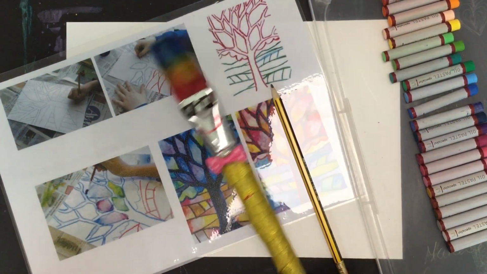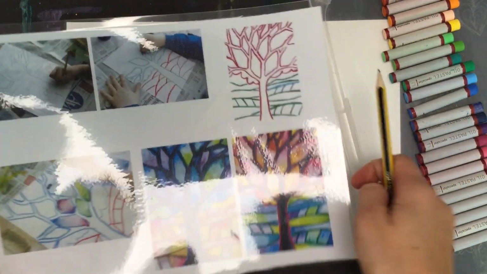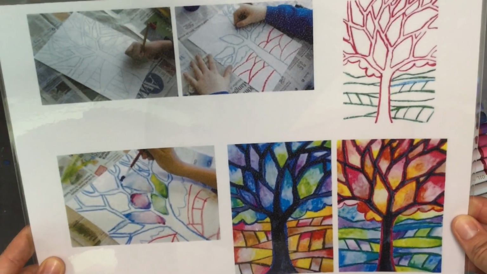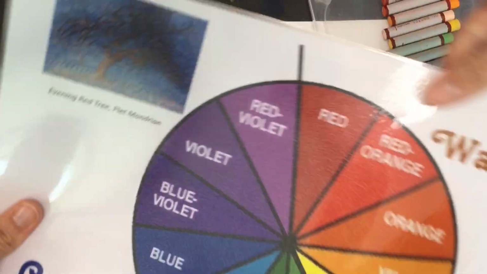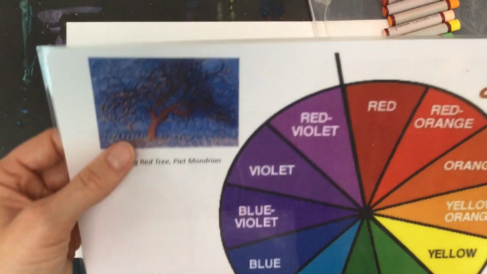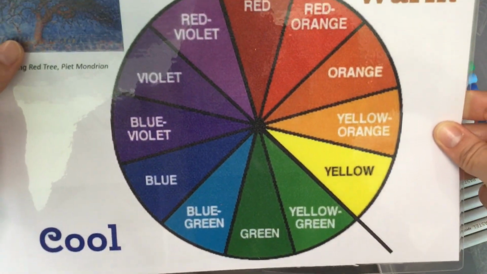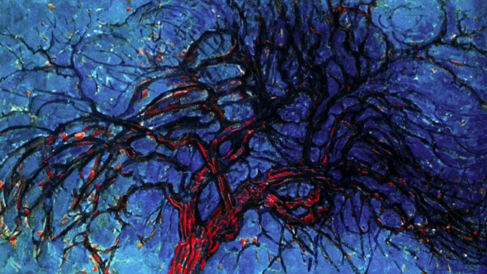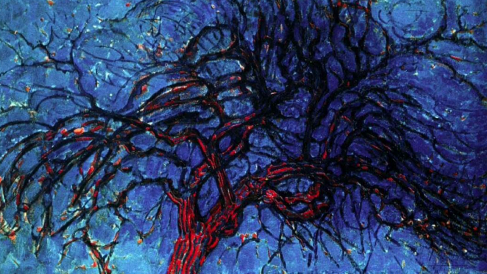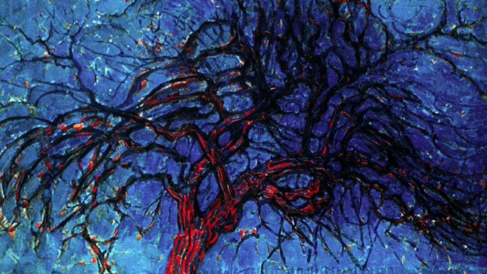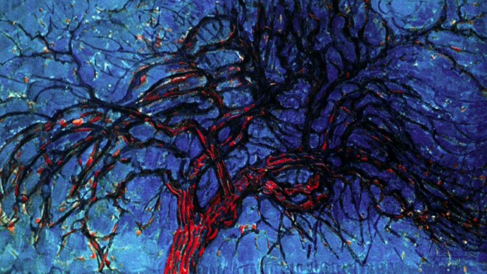Hello, it's Mr. Brush and Miss Christina. Today we're going to be looking at trees and using color families, warm and cool colors. Let's take a closer look at Piet Mondrian's Evening Red Tree. Our inspiration for today's project is called the Evening Red Tree by Dutch artist Piet Mondrian.